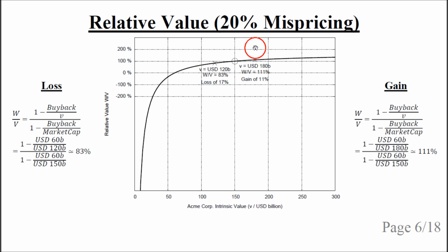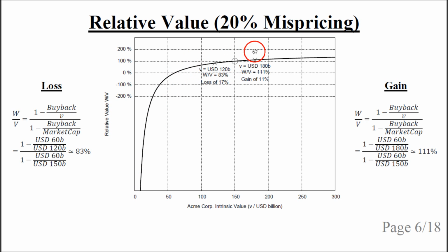For a 20% mispricing, the intrinsic value can either be 20% above the market cap or 20% below. So if it is 20% above the market cap, the intrinsic value V would be $180 billion. And if the intrinsic value is 20% less than the market cap, then the intrinsic value is $120 billion. What you should note here is the shape of the curve. When the intrinsic value is above the market cap, the curve rises gently. And when the intrinsic value is below the market cap, the curve decreases quite quickly.